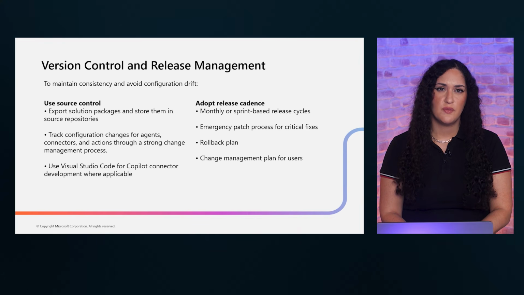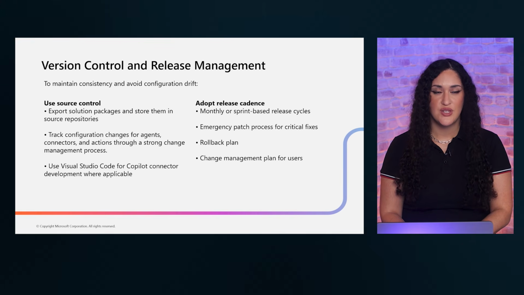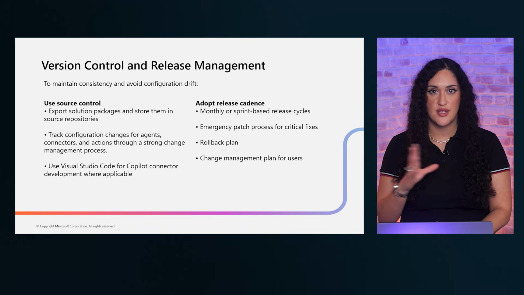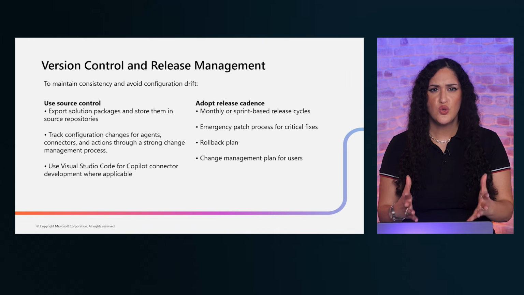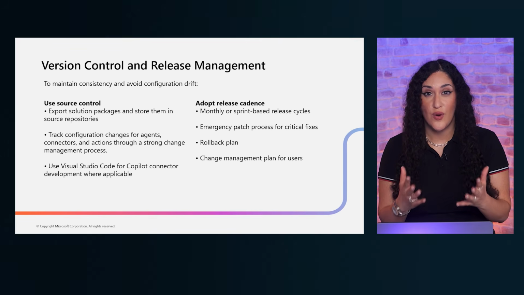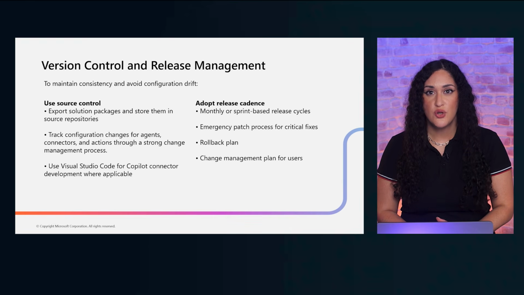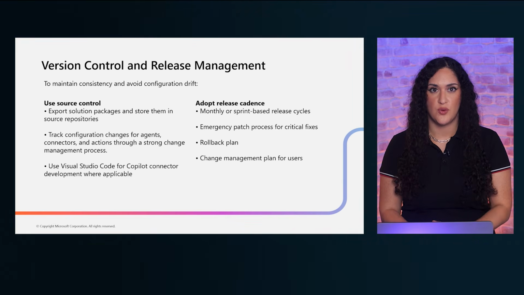Configuration drift is one of the biggest risks in Copilot deployments, so consistency is key. Use source control as your safety net by exporting solution packages and storing them in repositories. Track all changes to agents, connectors, and actions through a strong change management process. Use tools like Visual Studio Code for connector development and implement a regular release cadence with an emergency patch path. Always include rollback and user change management plans to ensure stability and control.